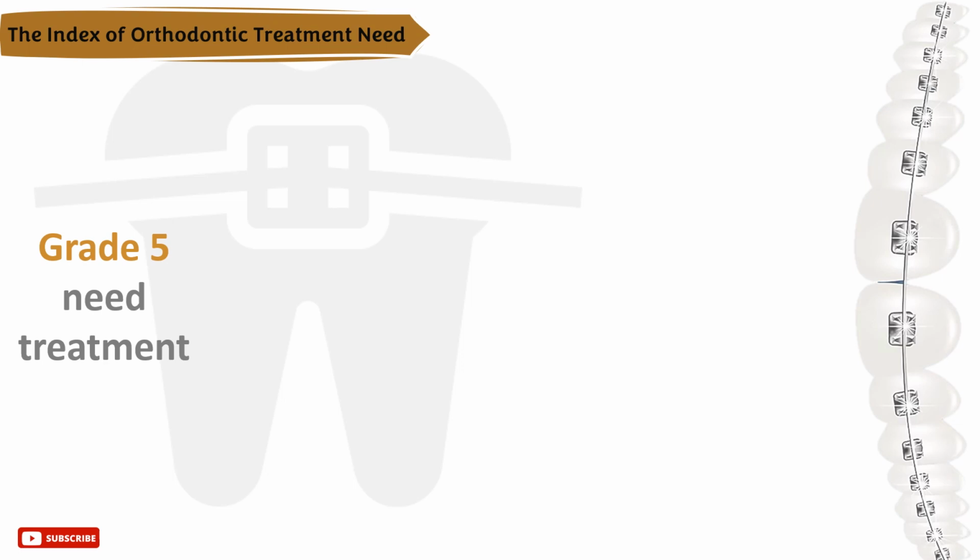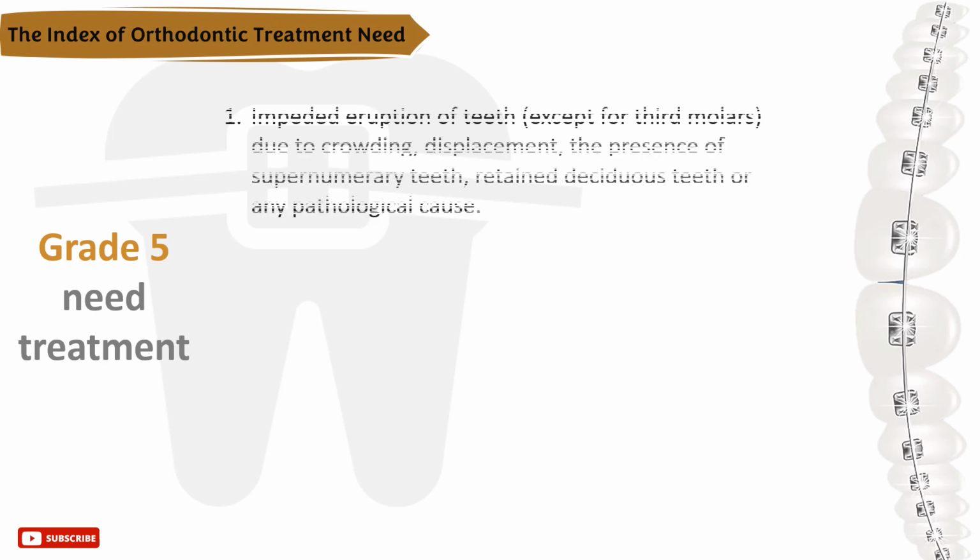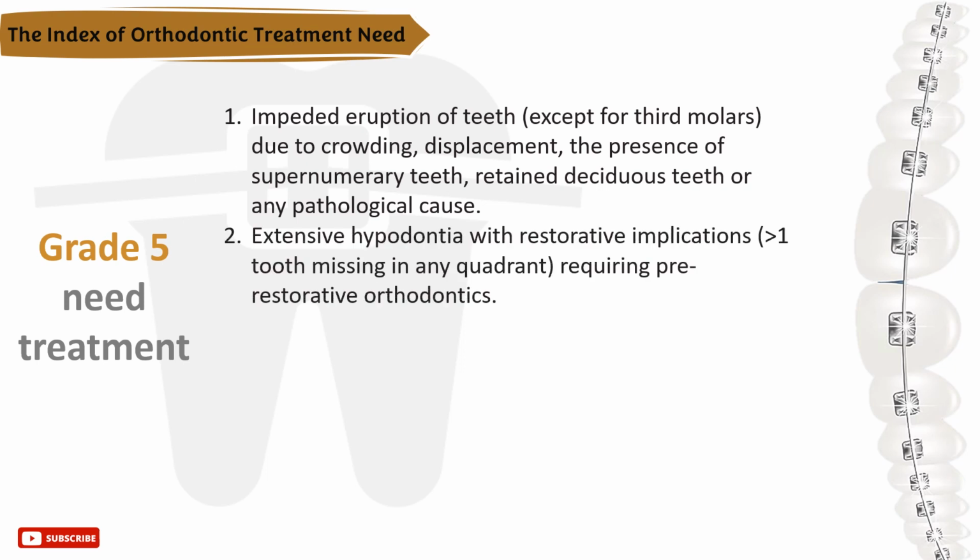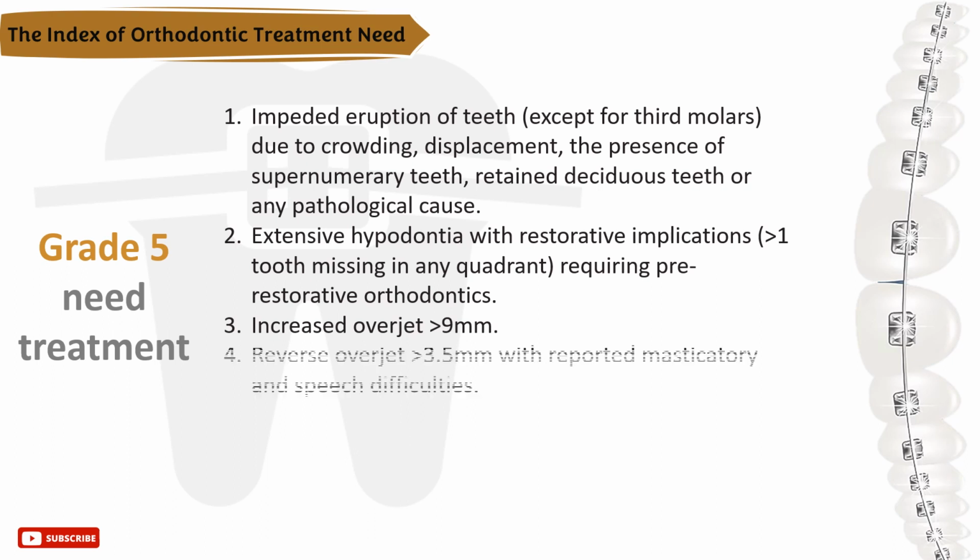Grade 5, the absolute need for orthodontic treatment, includes impeded eruption of teeth, except for third molars, due to crowding, displacement, the presence of supernumerary teeth, retained deciduous teeth, or any pathological cause. Extensive hypodontia with restorative implication, where more than one tooth is missing in any quadrant, requiring pre-restorative orthodontics for the future prosthesis to be placed. Increased overjet, more than 9 mm.